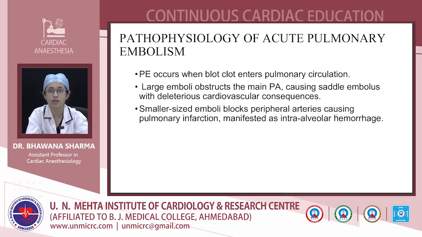Coming to the pathophysiology of acute pulmonary embolism, it occurs when a blood clot enters the pulmonary circulation, and a large embolus obstructs the main pulmonary artery, causing a saddle embolus with deleterious cardiovascular consequences. Along with the cardiovascular consequences, we can also see some respiratory consequences. Whenever the emboli are small, they block the peripheral arteries, causing pulmonary infarction, which is manifested as intra-alveolar hemorrhage.